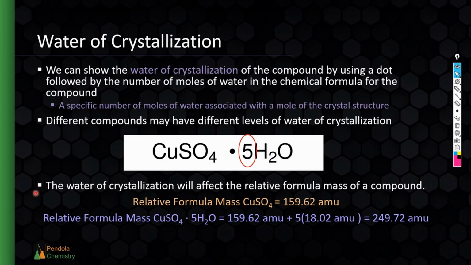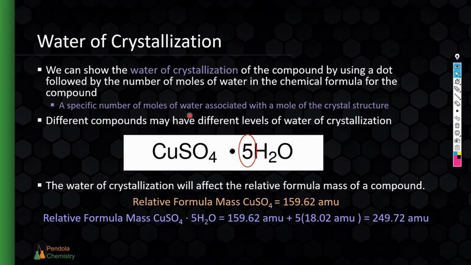When copper-2 sulfate forms and traps water in the lattice to make hydrated copper-2 sulfate, it's always going to trap 5 moles of water for every 1 mole of copper-2 sulfate. We call that the water of crystallization. The water of crystallization is a specific number of moles of water associated with a mole of the crystal structure, and this is not changed. These are always the same. So copper 2 sulfate, when it forms, will always form by trapping 5 moles of water for every 1 mole of copper 2 sulfate lattice.